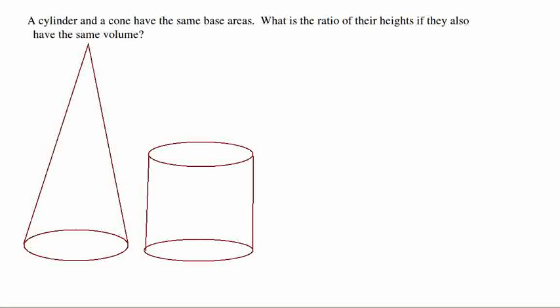And let's give some names to various dimensions. So if the areas of the bases are the same, then all the circles have the same radii. And let's call the height of the cone a and the height of the cylinder b. So give me a minute to label my picture.